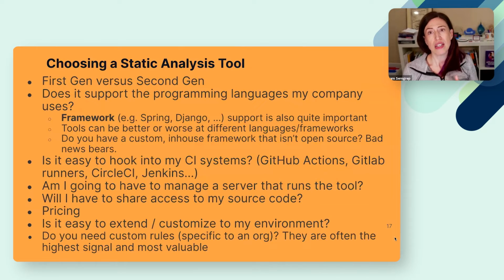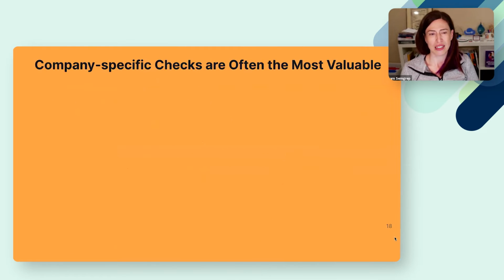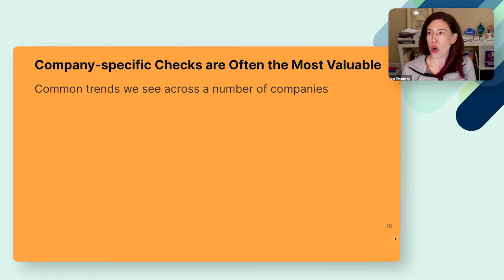they're probably going to want this functionality, and most of them have it. So you can use it, for instance, on the next slide, we'll talk about that. Okay, so company-specific checks are often the most valuable. A company-specific check means you making a custom rule to look for a thing that you are worried about. So common trends that we see across a number of companies, I mean like the Semgrep product team for code.